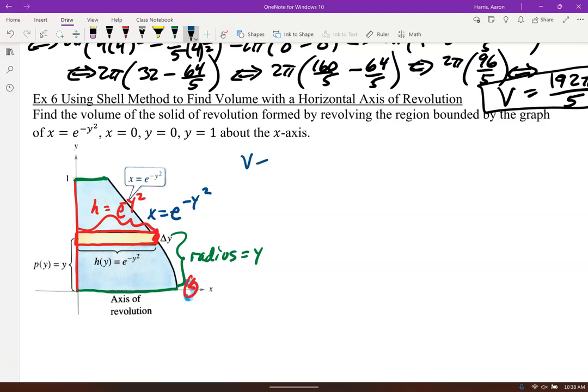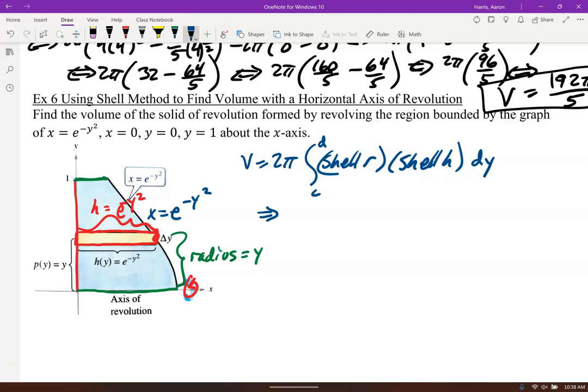Let's write it out. Volume is 2 pi, and then from C to D, shell radius, shell height. When you do this with a horizontal axis of revolution, you will do it with respect to y. That's why we have the C and the D there. Shell radius is the y. Shell height, x equals e to the negative y squared. Again, right minus left on that. From y being 0 up to y being 1.